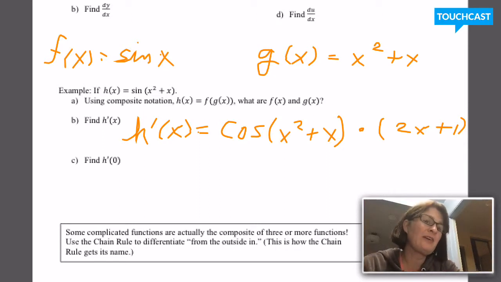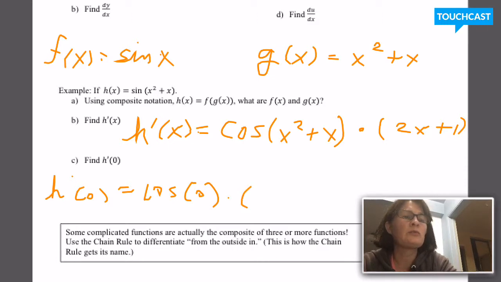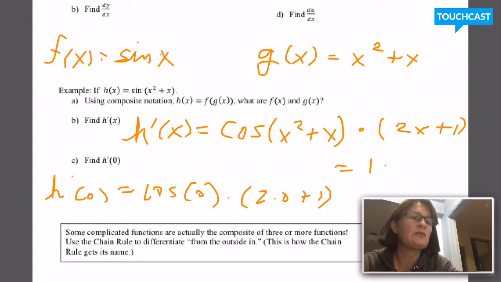Now I've been asked to find h prime of 0. I already have an expression for h prime of x, so to find h prime of 0, I'm just going to replace all the x's with zeros. That's going to be cosine of 0 squared plus 0 times 2 times 0 plus 1. So the cosine of 0 is 1, times this, 2 times 0 plus 1, is just 1. 1 times 1 makes 1.